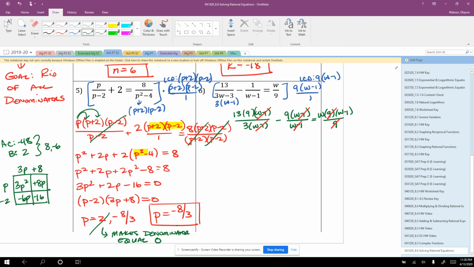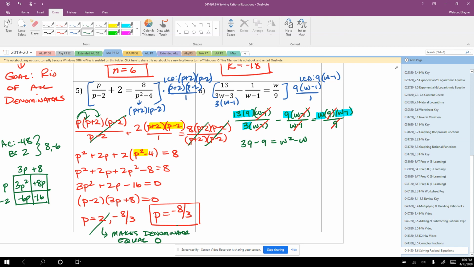Let's see what we're left with here. We have 13 times 9 divided by 3, which is 39, minus 9 is equal to w squared minus w. So sometimes it's helpful, because you can get a little lost, you go through and just double check to make sure you didn't miss anything of what didn't get canceled out. Okay, that looks pretty good.